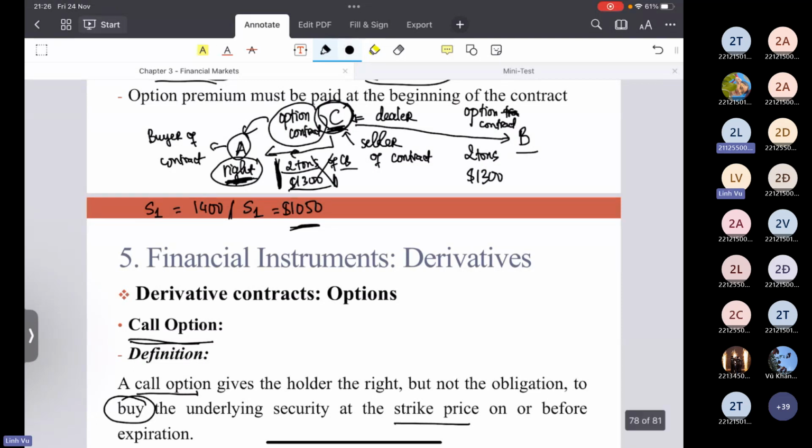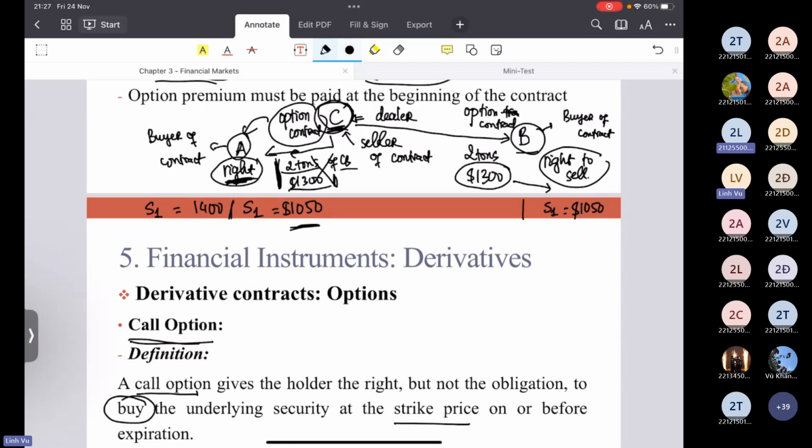$1,300. And now party B will have the right to sell. In this contract, party B is also the buyer of the contract from party C, and party B will have the right to sell. So what does this mean by the right to sell here? In the case that the market price of the coffee beans is $1,050, then obviously selling coffee beans to party C would be much more profitable than selling to the market, and party B would decide to execute the contract.